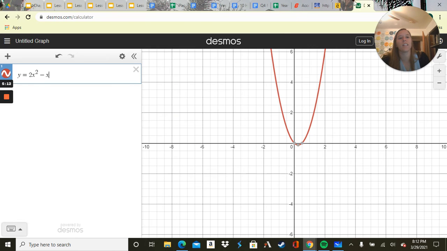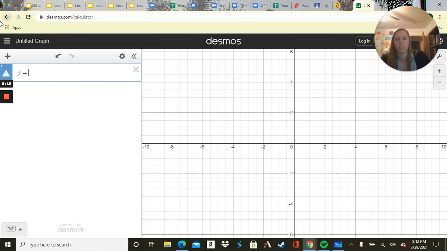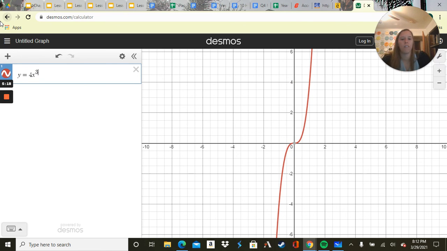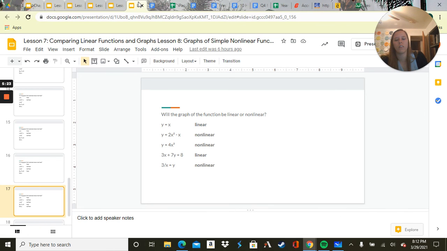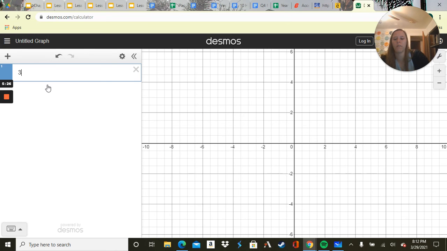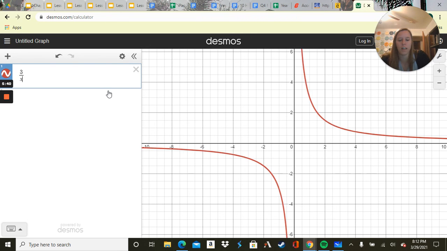Next, y equals 4x cubed. This is a squiggly line. How fun. Next, 3x plus 7y equals 8. It's a line. And last was 3 over x equals y. So 3 divided by x equals y. Okay, we also learn about these in algebra.